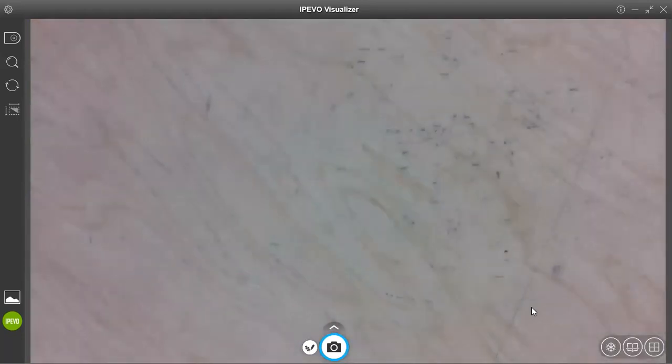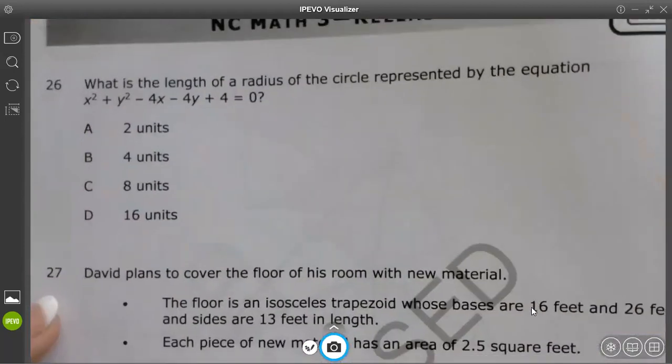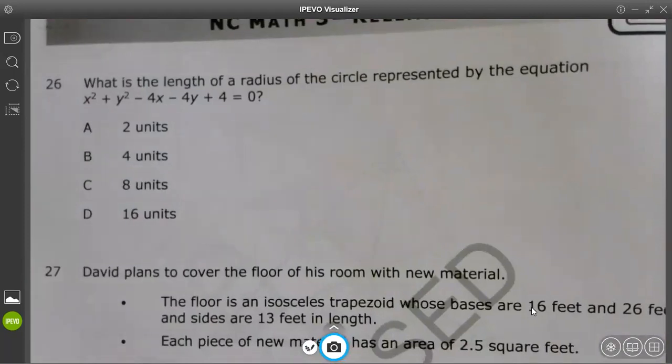All right. 26. We just did these. It's asking about the length of the radius of the circle represented by the equation, but we have to get it in center radius form, standard form. Everybody got it? Or I'm sorry, vertex form. So on this one, we got to get our x's together, our y's together, put our blanks in and finish it out. And then we can find our radius because right now it doesn't show the radius.